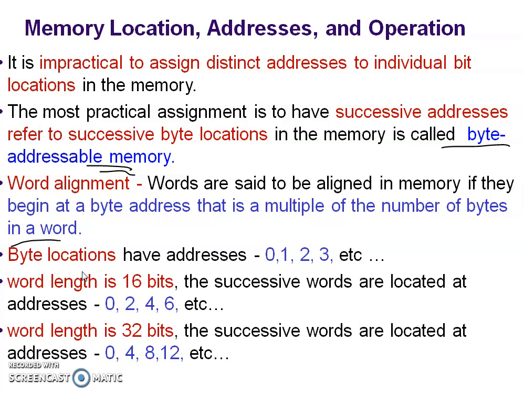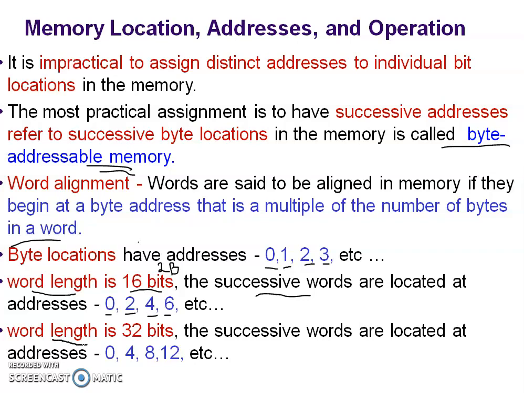So here we can say, for example, for byte locations, if we are considering some byte locations, then we can assign addresses as 0, 1, 2, 3. For each byte, an address is assigned. But if word addressable memory is being considered, then we need to check the word length. If it is specified as 16 bits, then successive words will be located at addresses 0, 2, 4 and 6. How is it possible? 1 byte is 8 bits, so 16 bits means 2 bytes. So if the address starts with 0, then the next will be 2, then the next 4, and it goes on like that.